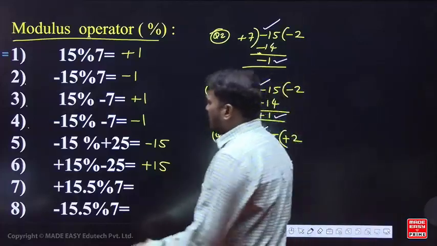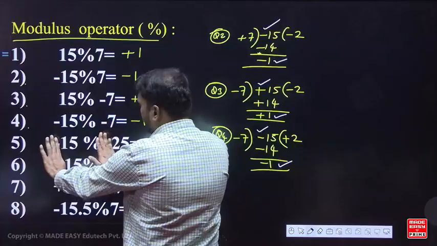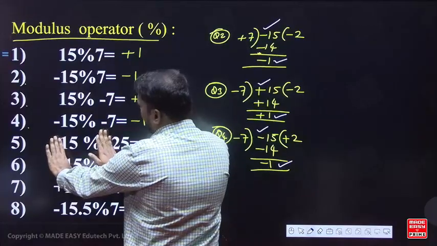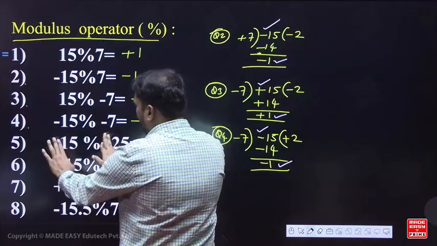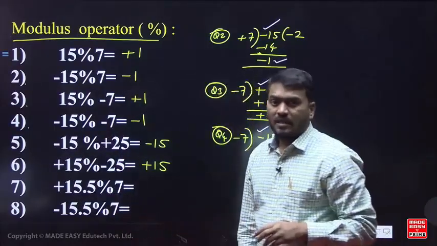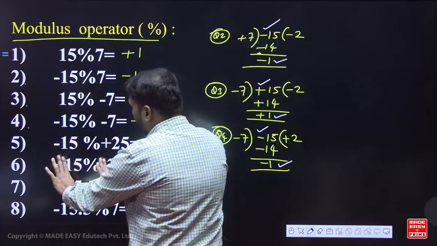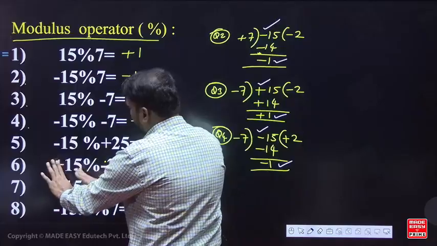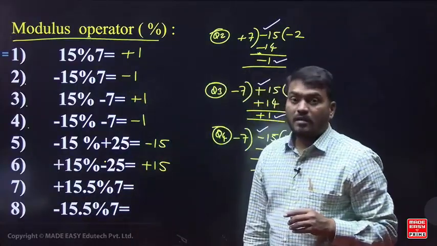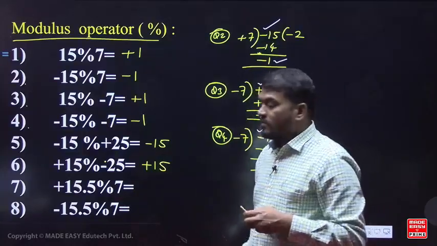Just listen here. The behavior of the modulus is, if the value is smaller without sign, here it is 15 and here it is 25, it gives the same value as the output. So here also, +15 mod -25. If the value is smaller without sign, 15 against 25, it gives the same value as what? Output. So that is the behavior of the modulus operator.